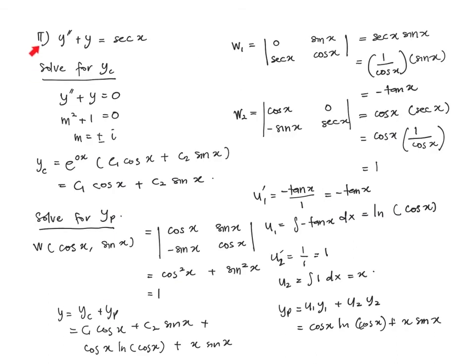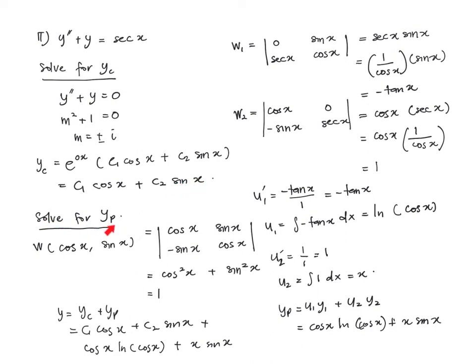Next example is number 2. So y double prime plus y equal to secant x. Okay, so we need to solve for yc. Okay, we get positive, negative i. This one is a complex number, right? So, case number 3, complex conjugate roots. The answer for yc is c1 cos x plus c2 sin x.